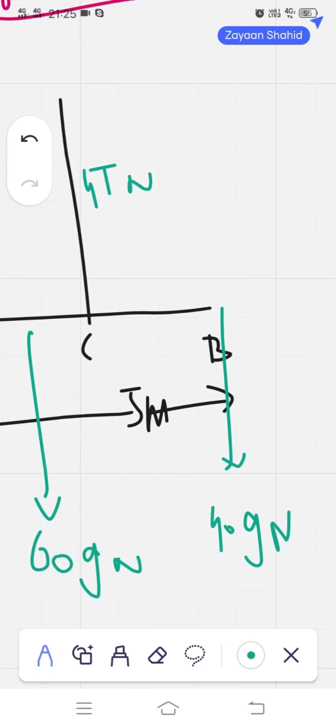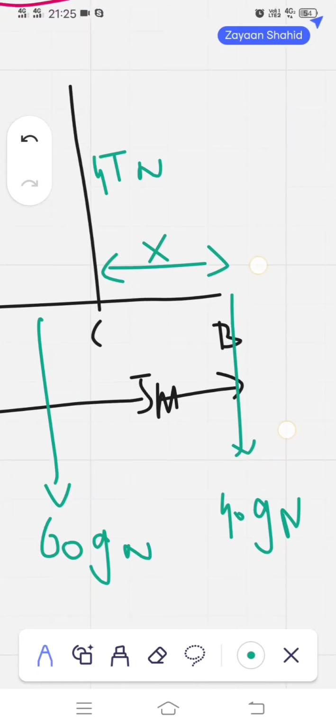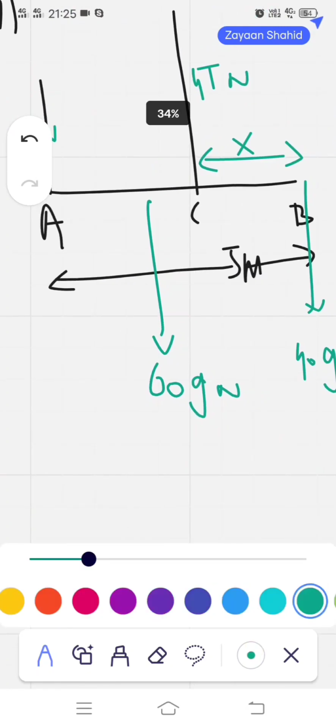Now, by modeling the beam as a uniform rod and the load as a particle, calculate the tension in the wire at C and the distance CB. Let's take the distance CB as x, that we need to find out, and the tension in the wire C. Now it is easy for us because we drew the figure.